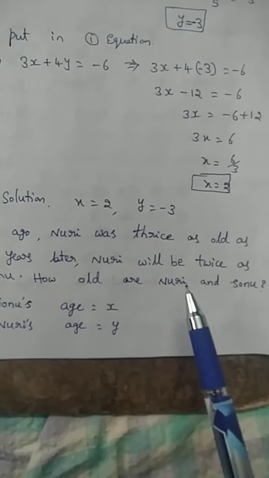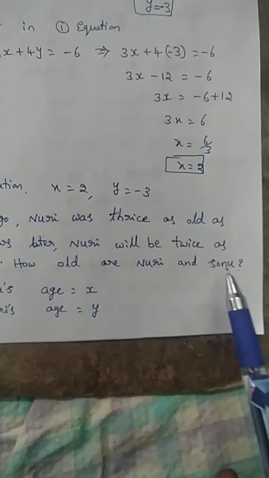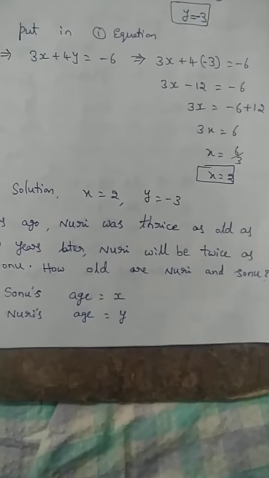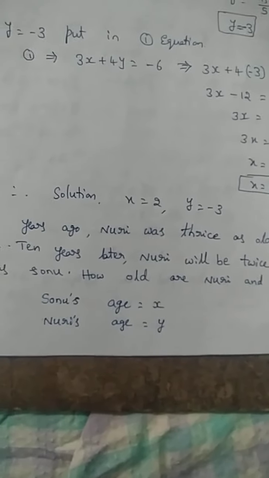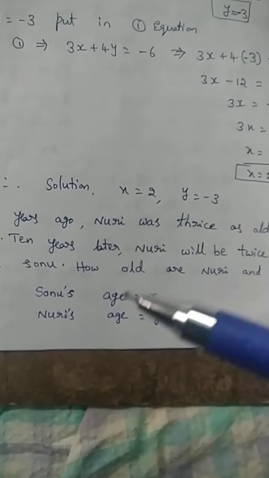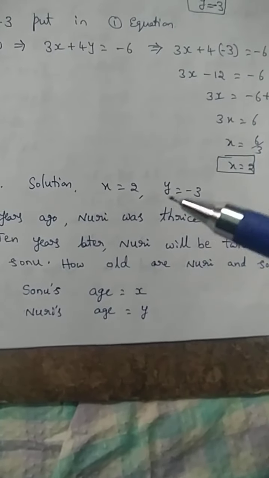Then how old are Noori and Sonu at present? That is the question here. Both conditions are mentioned: one is 5 years ago and the other is 10 years after. But we can find the age of Noori and the age of Sonu at present.